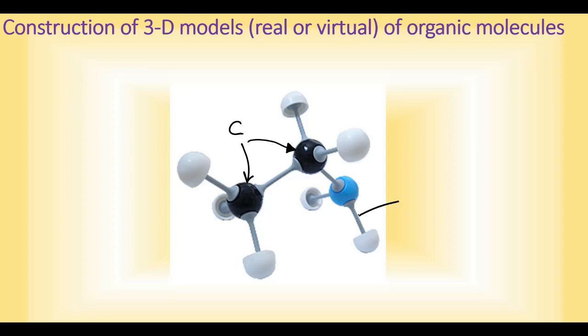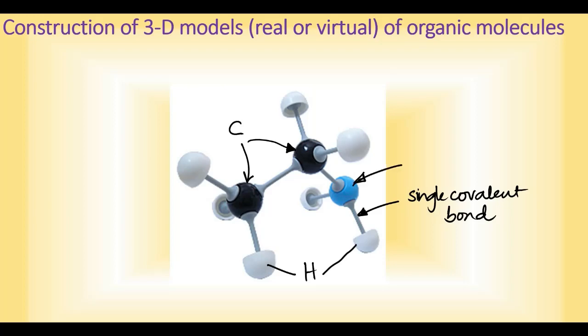These plastic sticks are showing the covalent bonds. Each plastic stick shows a single covalent bond. The hydrogen can be identified by its ability to make just a single covalent bond, and the blue colored ball is showing the nitrogen, which is having a valency of 3.